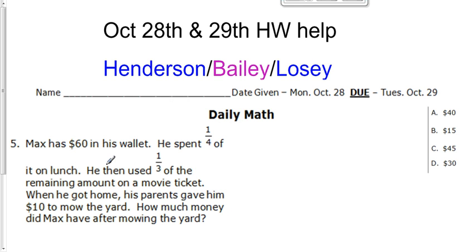Max has $60 in his wallet. He spends 1/4 of it on lunch. He then uses 1/3 of the remaining amount on a movie ticket. When he got home, his parents gave him $10 to mow the lawn. How much money did Max have after mowing the yard?